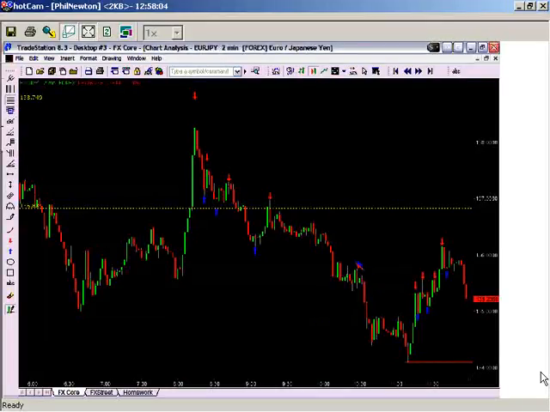So again, adapting this from a scalper's viewpoint. Start of the move to the end of the move.